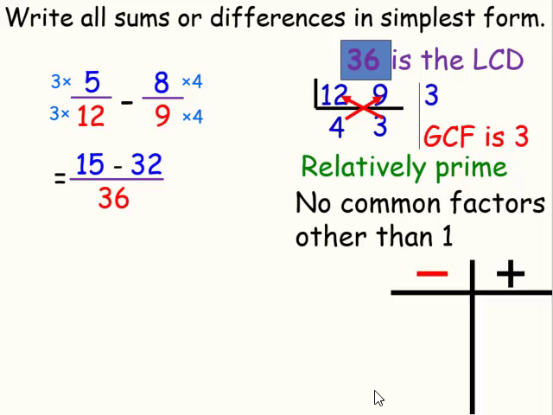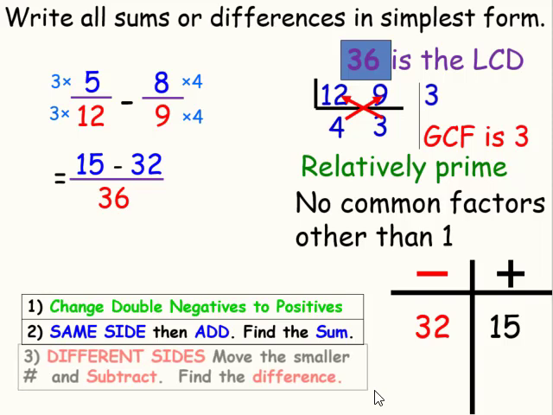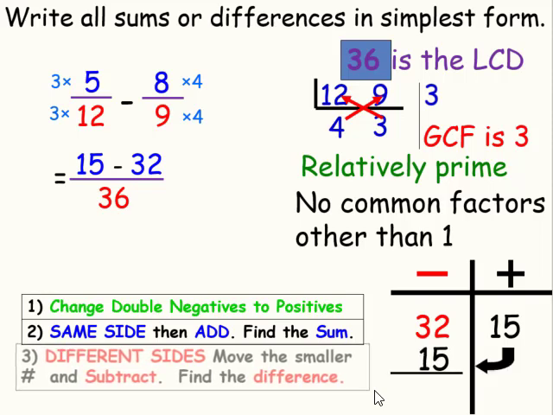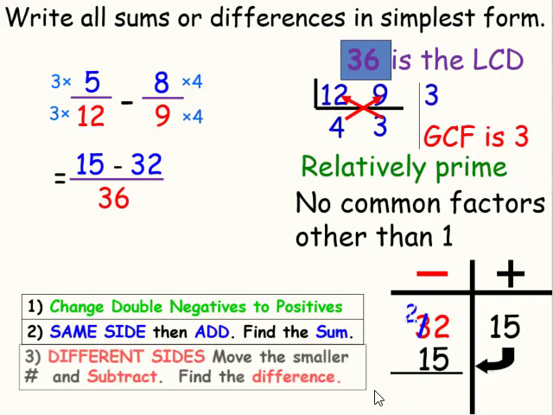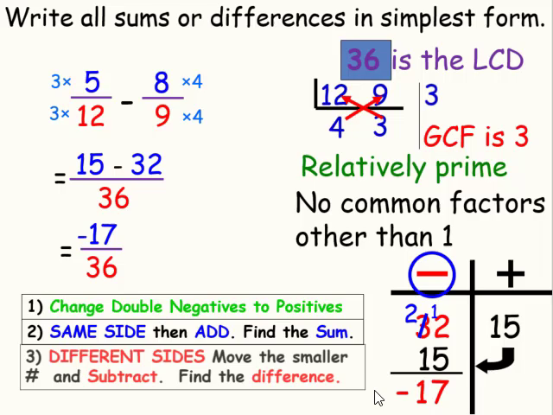Now we may want to use the t-chart to help us. Since the 15 is positive, the 15 will go on the positive side, the 32 is negative, it'll go on the negative side. So remember, it says if they're on different sides, move the smaller and subtract and find the difference. In this case, when we subtract, we're going to borrow from the 3, which becomes a 2, and this is going to be 12 minus 5, which is 7, and 2 minus 1, which is 1. Since we're on the negative side, we know it's negative, so our answer is negative 17 over 36.